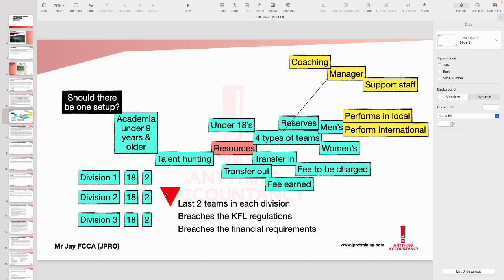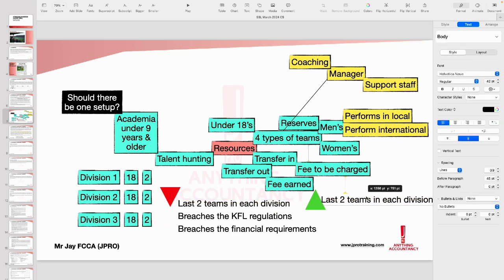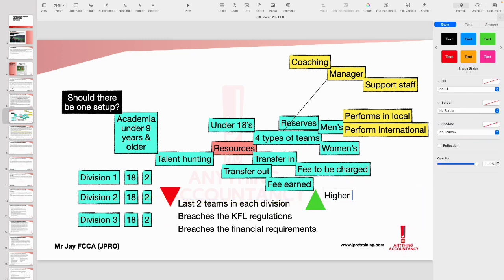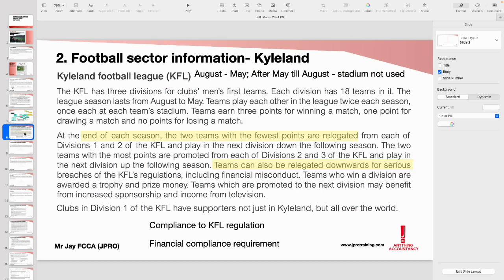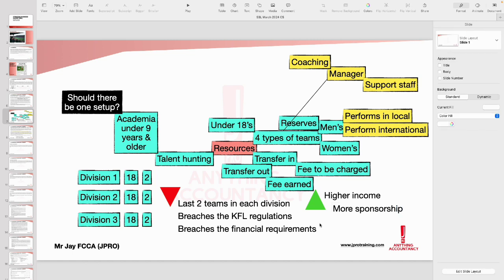Now, that's the breach. Now, going up the ladder has a benefit. What's the benefit for going up the ladder? So when you go up, okay, when you go up, the benefits are, you're also promised more sponsorship. Right, you have those ideas here, more sponsorships.